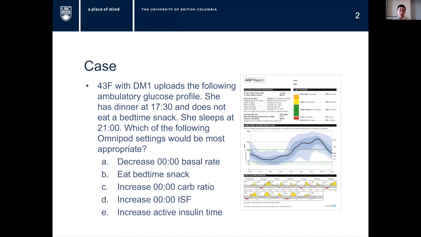She says that she has dinner at 5:30 p.m. and she does not eat a bedtime snack. She sleeps at 9 p.m. Which of the following Omnipod settings would be the most appropriate?